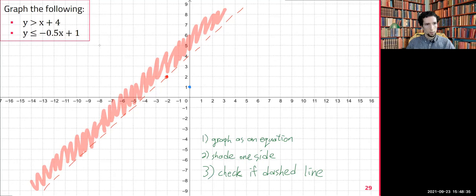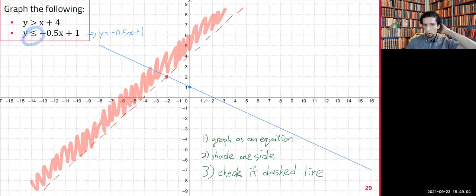Like this. So here is our line. This is, once again, our line: y equals -0.5x plus 1. So next thing, shade one side. Should we be shading above or below? We can think just less than or equal. That means the y value should be below that line. So we're going to shade everything below.